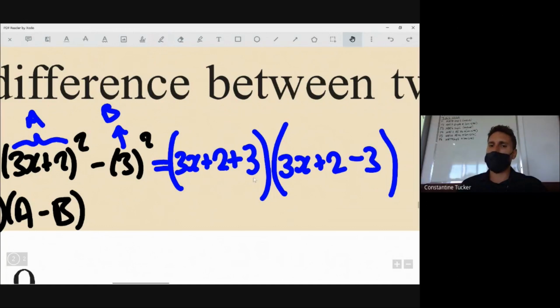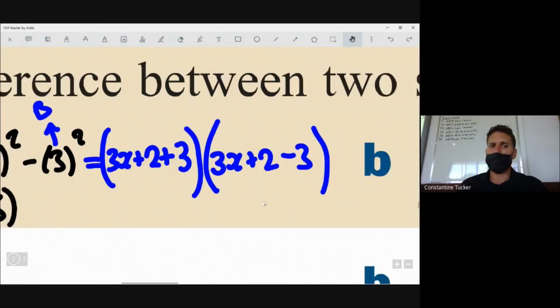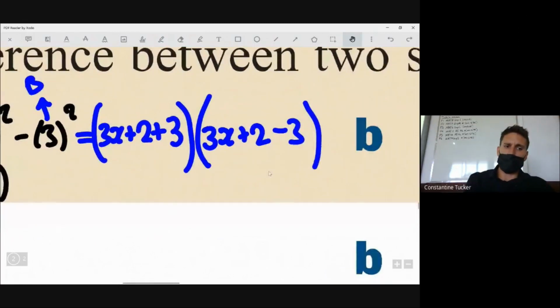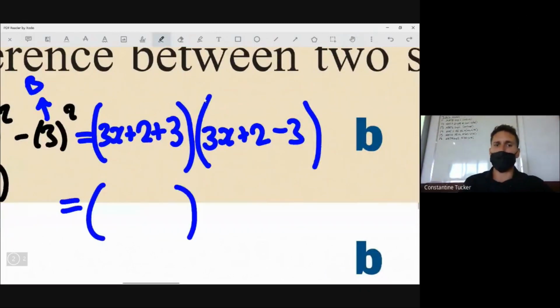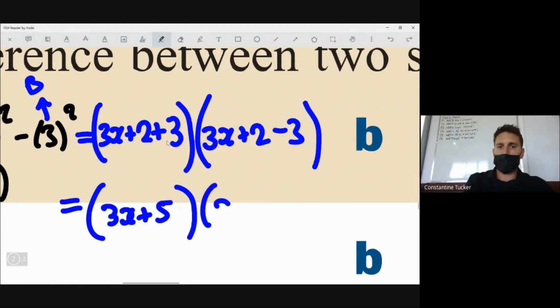But we don't like this so much. We need to do a bit of a simplification. You see this 2 plus 3 and the 2 minus 3. We want to simplify this so that it looks a bit more simplified. So what is 2 plus 3? 5. So we have 3x plus 5 in the first pair of brackets. And 3x minus 1, excellent, in the second pair of brackets.